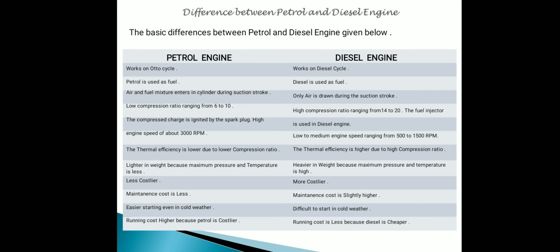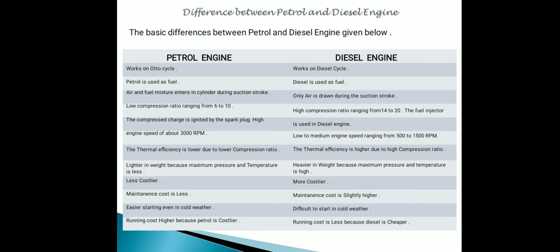Basically the petrol engine works on the Otto cycle, and the diesel engine works on the Diesel cycle. Petrol is used as fuel in the petrol engine, and diesel is used as fuel in the diesel engine. Compression ratio is lower for the petrol engine and higher for the diesel engine. Thermal efficiency is lower in the petrol engine due to the lower compression ratio, but in the diesel engine thermal efficiency is higher.